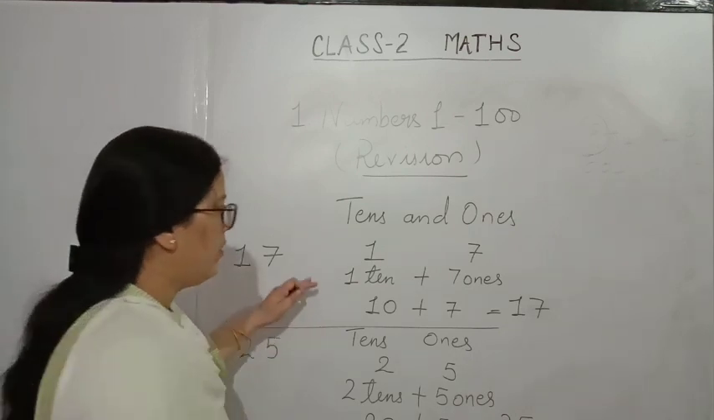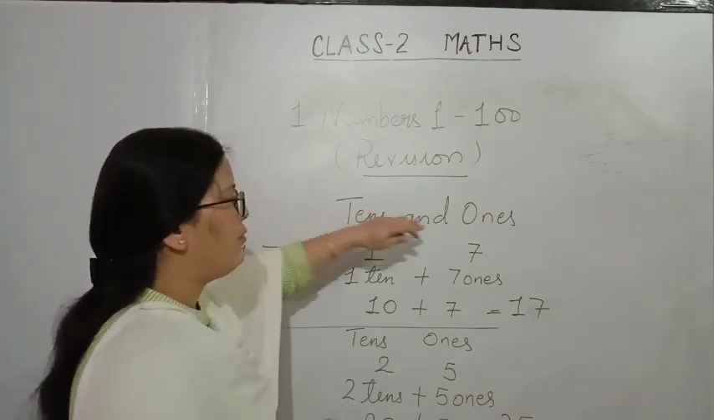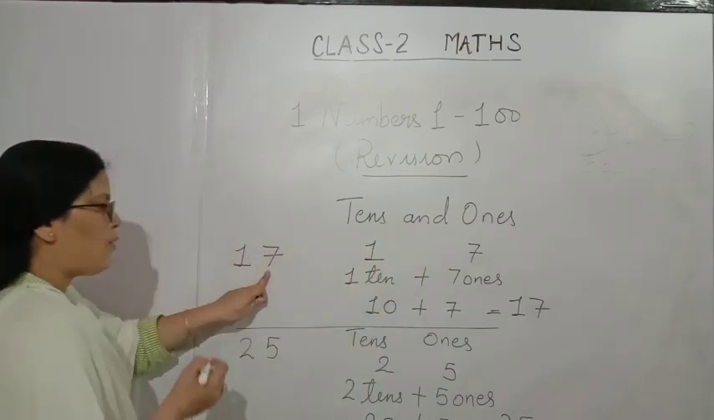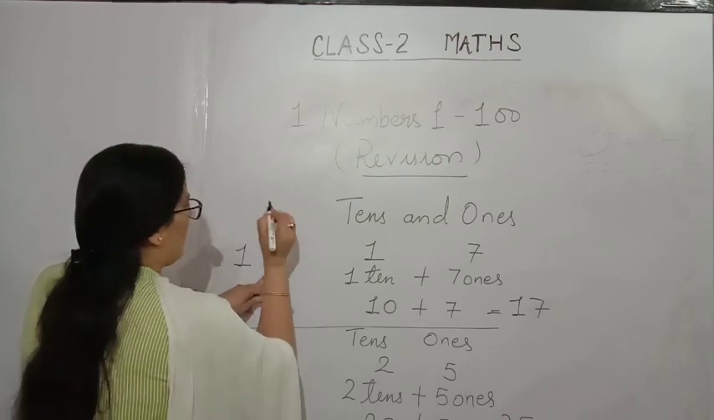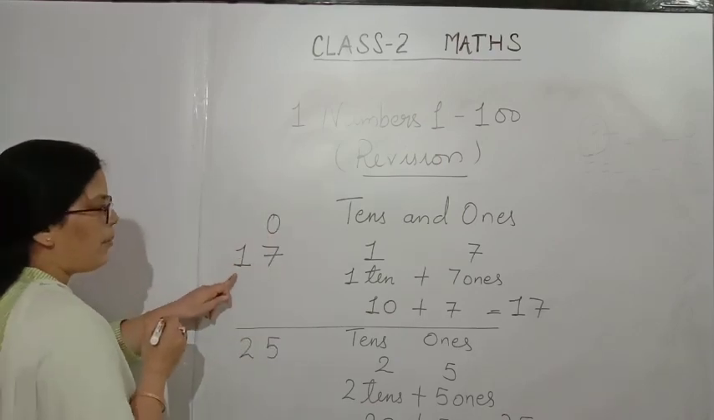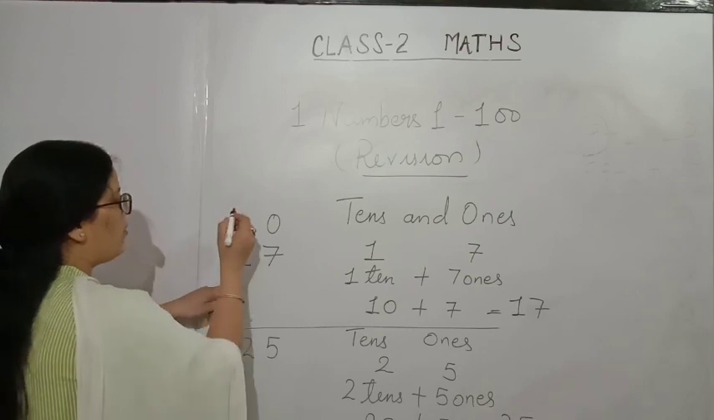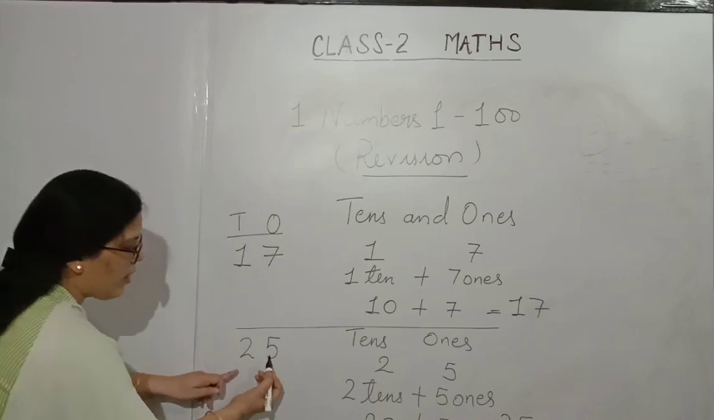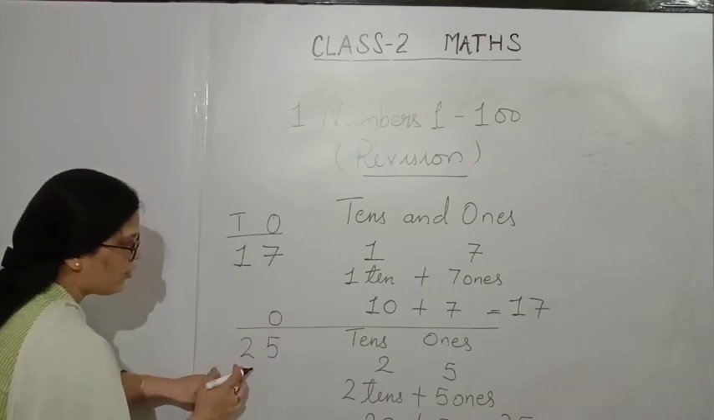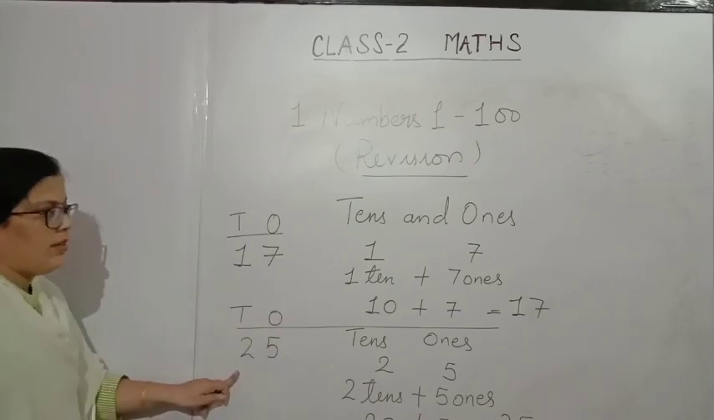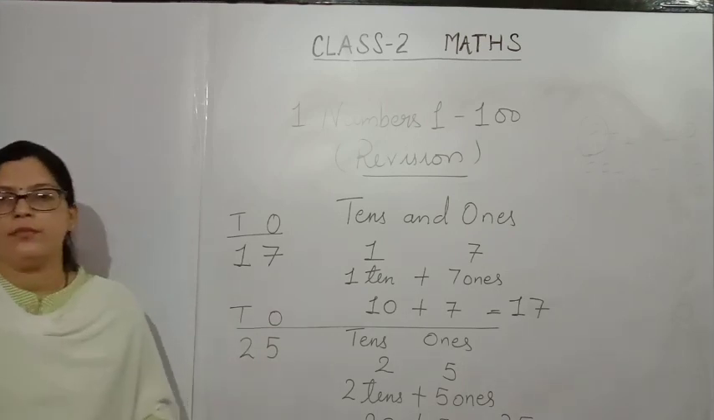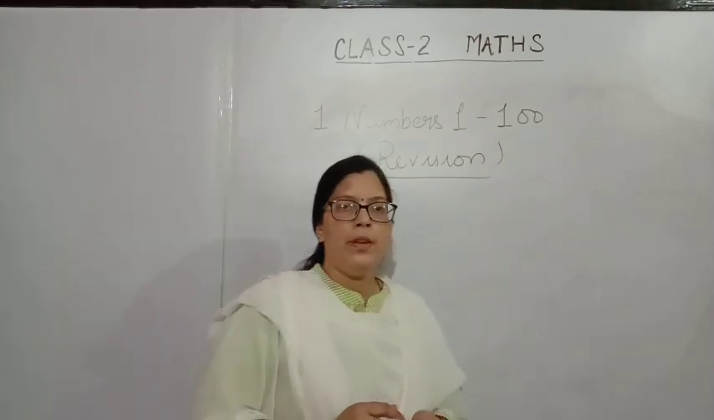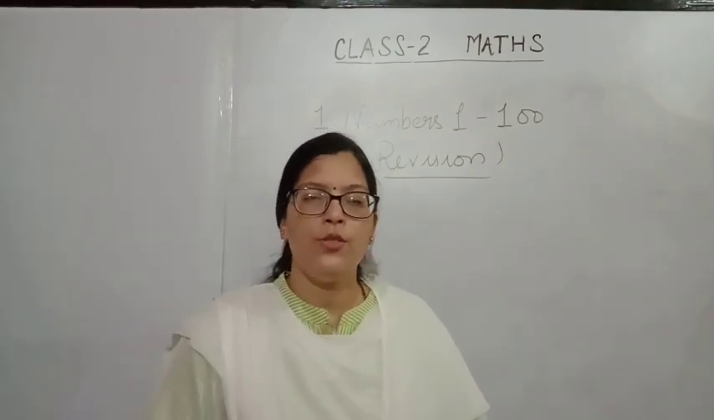Clear to all of you? So 2-digit numbers have 2 places, that is tens and ones. The number at the right hand side is at ones place, and the number written at the left hand side in this 2-digit number is at tens place. Here 5 is at ones place and 2 is at tens place. So I hope now tens and ones places are clear to you.